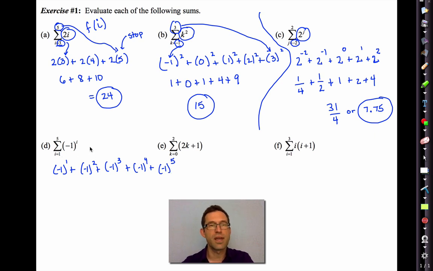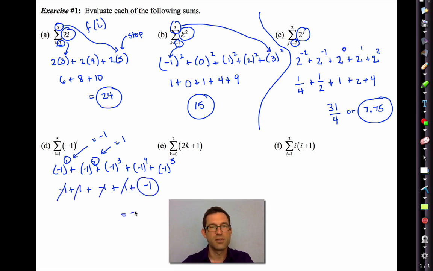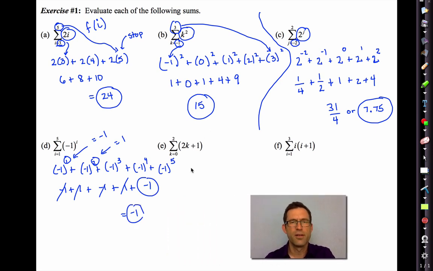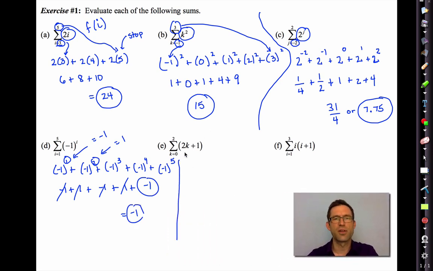Anytime we raise -1 to an odd power, it's -1. And anytime we raise -1 to an even power, it's +1. So that's going to be -1 plus 1 plus -1 plus 1 plus -1. And that leaves me with a -1. Yeah, still a -1.